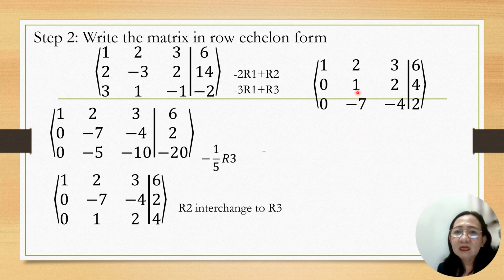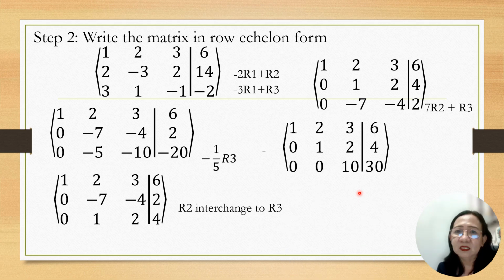Okay. Then, since the first and second pivots are already 1, let us make this negative 7 into 0. So, what operation are we to use? We have to multiply the second row by 7 and add to row 3. So, let us have that. Let us copy the first two rows, 1, 2, 3, 6, 0, 1, 2, 4. And let us have this operation.